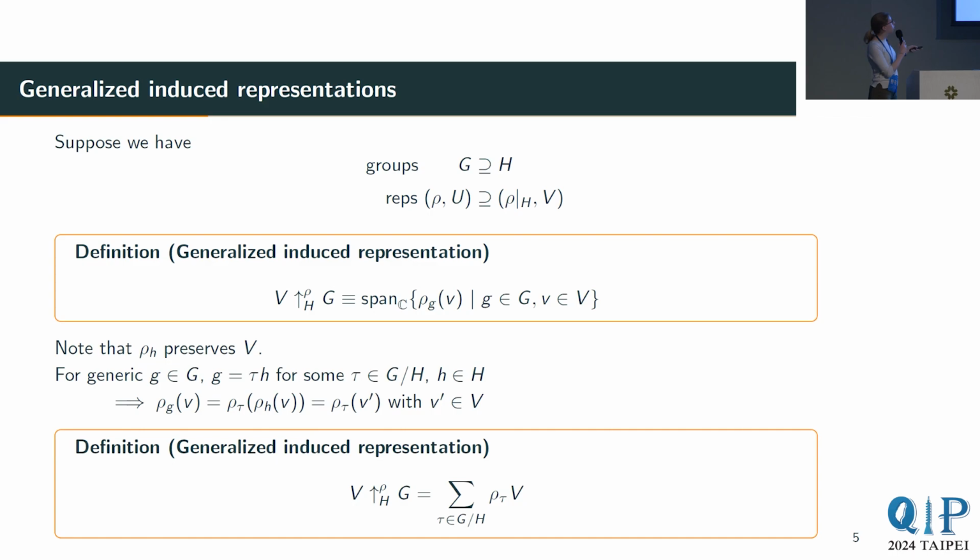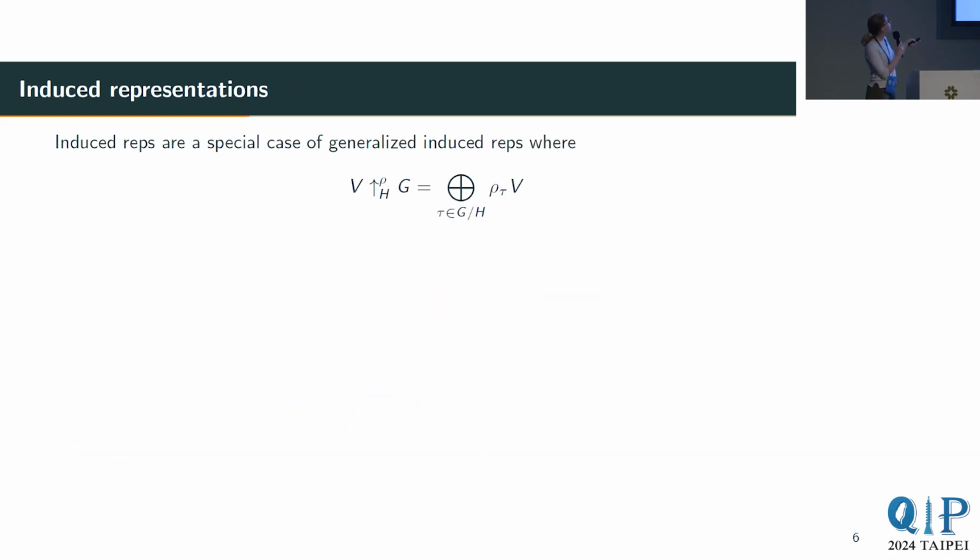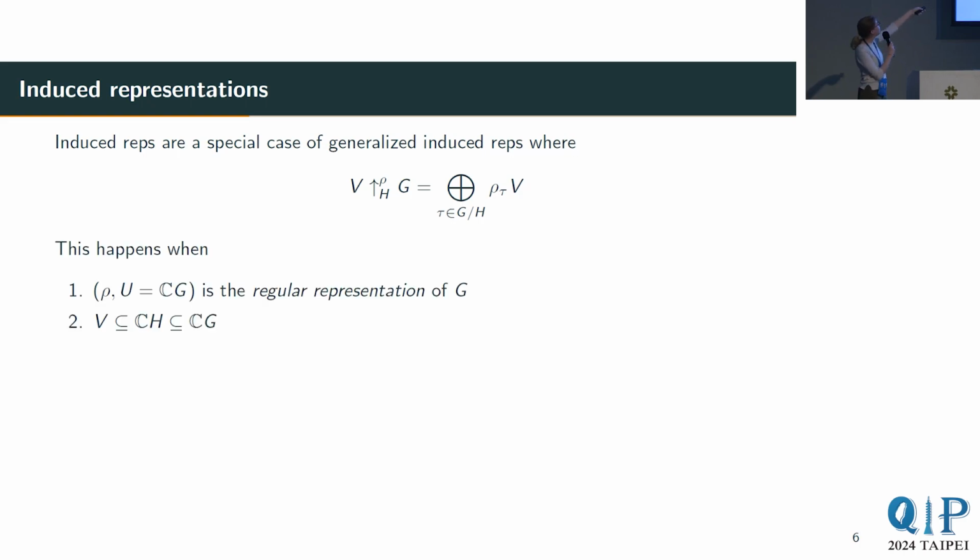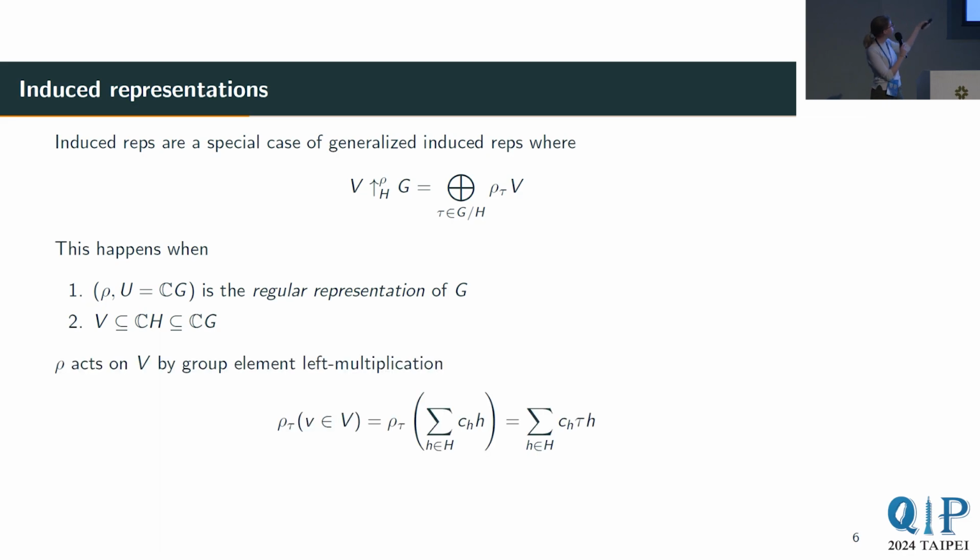Okay, we're calling these generalized induced reps because true induced reps are just a specialized case of what we get here, where this sum over the isomorphic transversal spaces becomes a direct sum. In our formalism, this can happen. One way this can happen is when the representation rho of G is the regular representation of G, and the representation V of H is a subspace of the regular representation of H, which is of course a subspace of the regular representation of G.